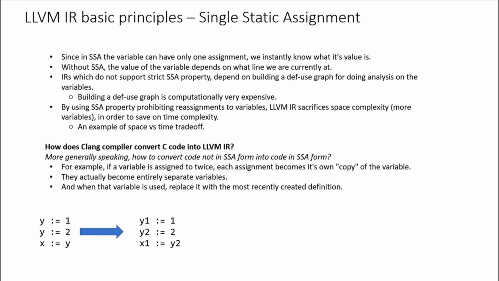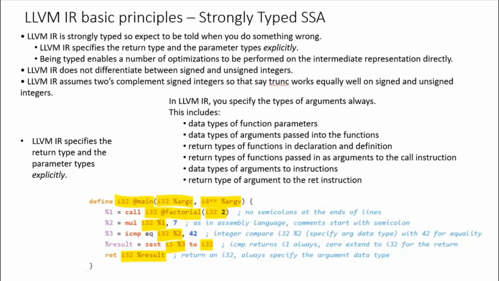Then each assignment would become its own copy of the variable. As you see in this example right here, because y is assigned to twice, they actually become entirely separate variables. And when that variable is used, we replace that use of the variable with the most recently created definition. Again, there has only been a limited amount of time for me to look into how LLVM intermediate representation is generated, but this is just the more basic concepts.